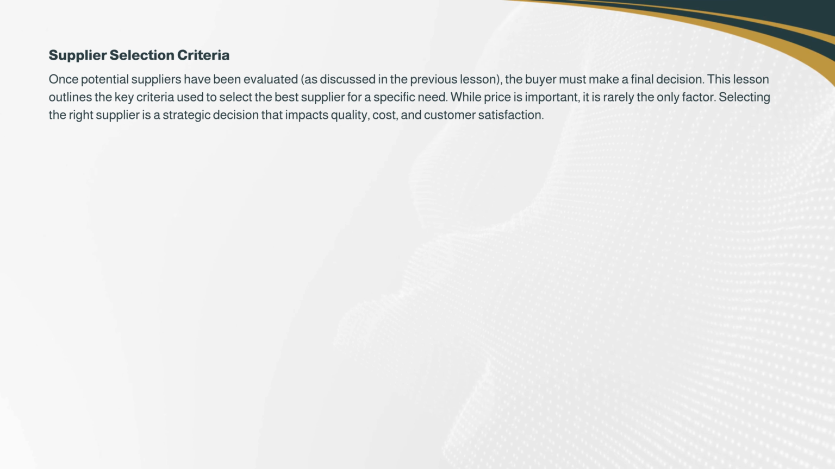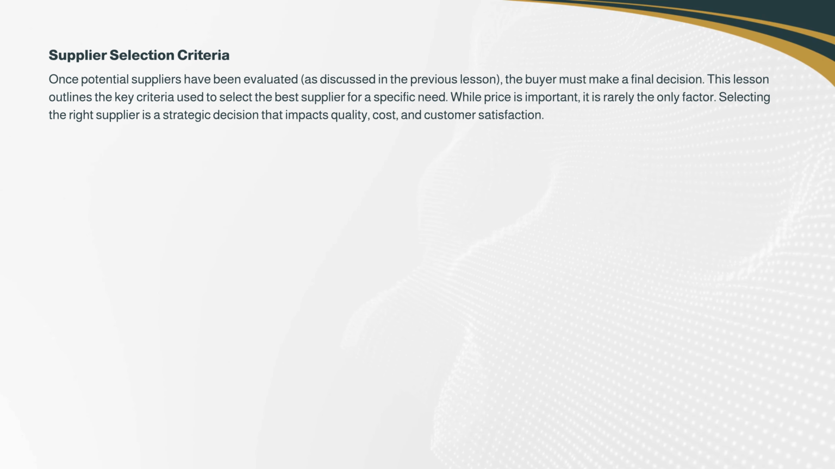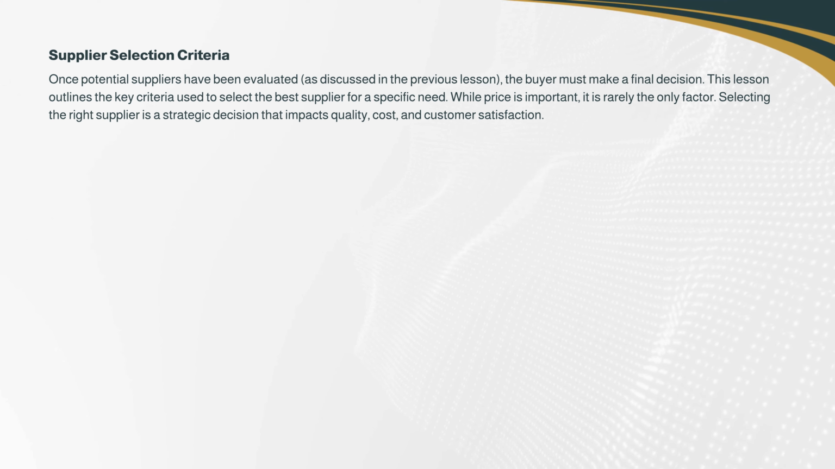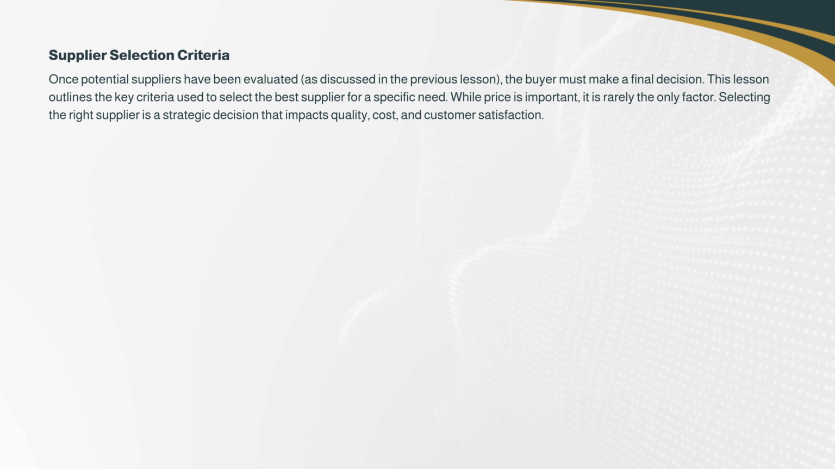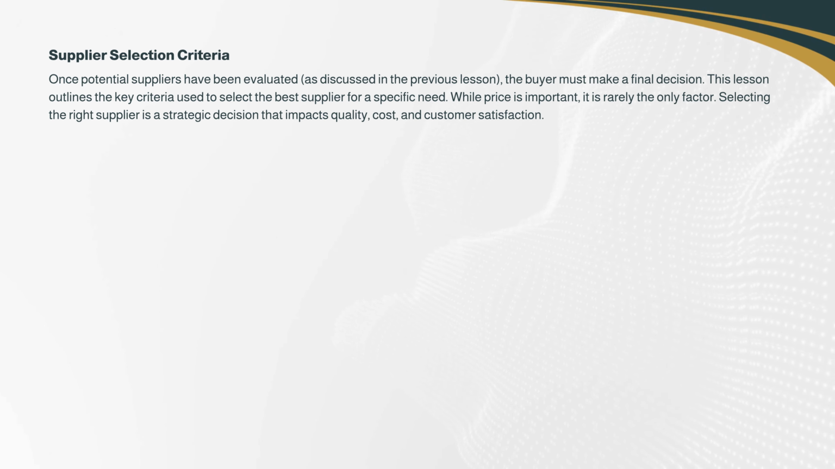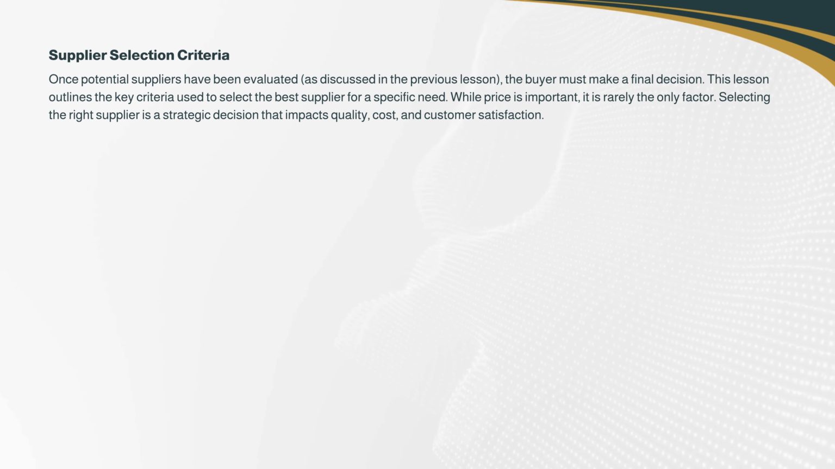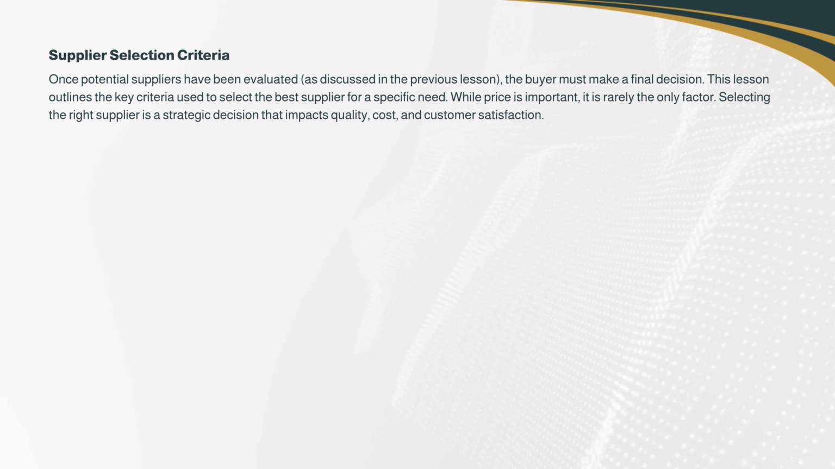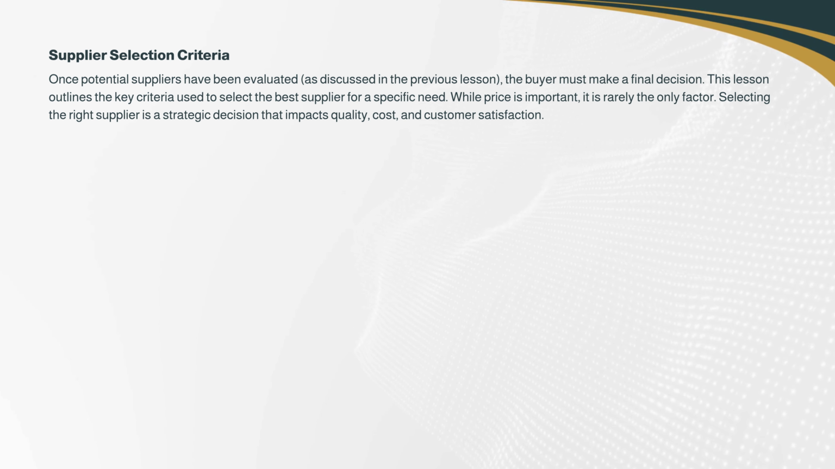Supplier Selection Criteria. Once potential suppliers have been evaluated, as discussed in the previous lesson, the buyer must make a final decision. This lesson outlines the key criteria used to select the best supplier for a specific need. While price is important, it is rarely the only factor. Selecting the right supplier is a strategic decision that impacts quality, cost, and customer satisfaction.